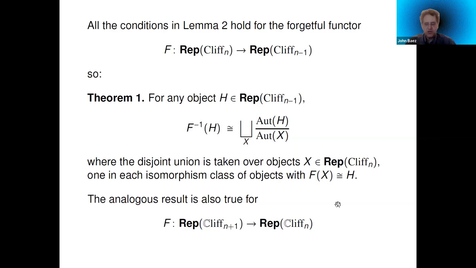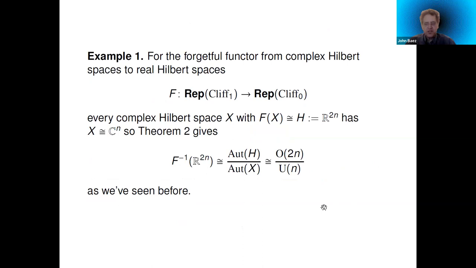And that's true in the real and the complex cases because there's nothing special about this at all. Okay, so let me do two examples to show two kinds of things that can happen. Cliff one is the complex numbers, cliff zero is the real numbers. So here what we're doing is forgetting from complex Hilbert spaces, because we're looking at star representations of the complex numbers on a pre-existing real Hilbert space. Yes. So these would be complex Hilbert spaces, and these would be just real Hilbert spaces. And just the underlying functor. Yes.